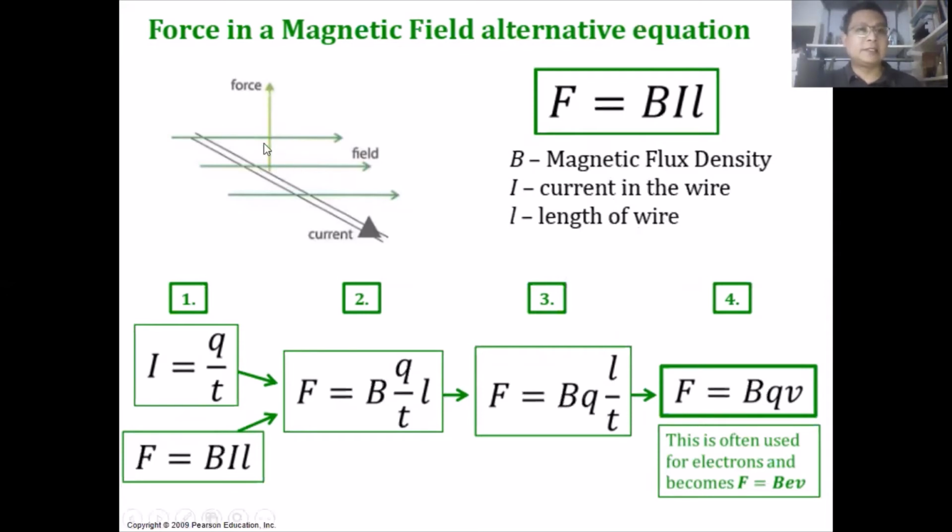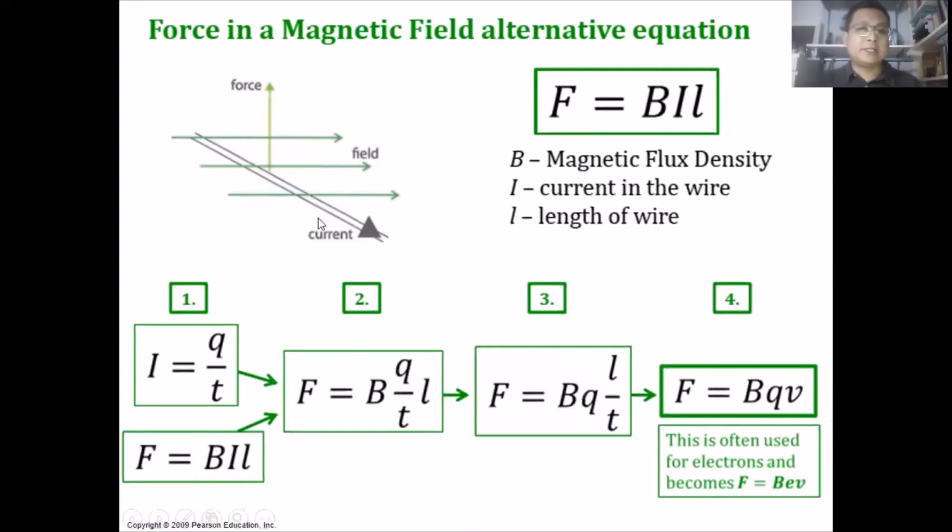The force is actually perpendicular to the current and also the magnetic field. So the force is influenced by the magnetic flux itself, the current itself, and then the length of the wire. If each of these parameters is higher, the force will increase. So it means F is proportional to all three of these parameters.